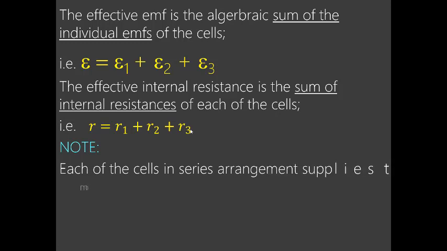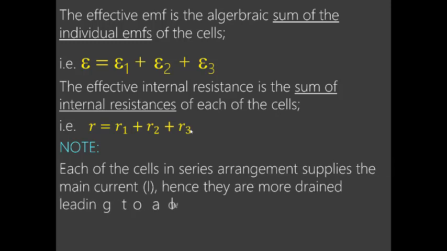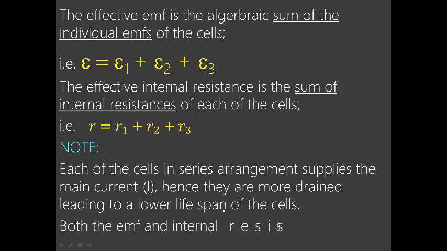Now note, each of the cells in series arrangement supplies the main current I. Hence, they are more drained, leading to a lower lifespan of the cells. If cells are arranged in series, they don't last for long because they are drained, since they all supply the same current I. Now, both the EMF and the internal resistance here will increase. The EMF increases because it's a sum, and even the internal resistance increases.